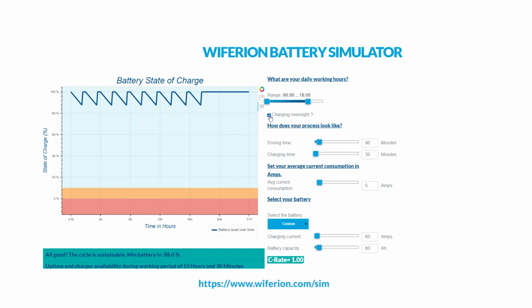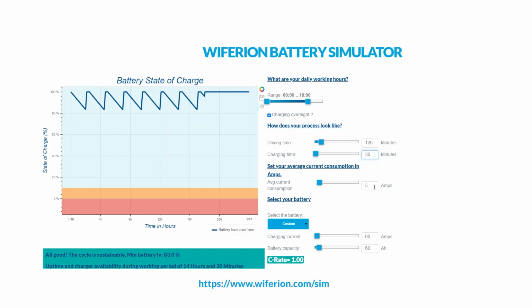With this little check mark, you can define if the robot is going to be able to charge overnight or not. In a second step, we will define what the driving time of a single loop is within your process. So let's assume it's driving 2 hours, 120 minutes. And we would have 30 minutes between each loop to charge.